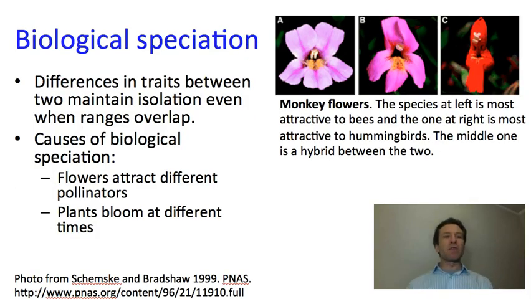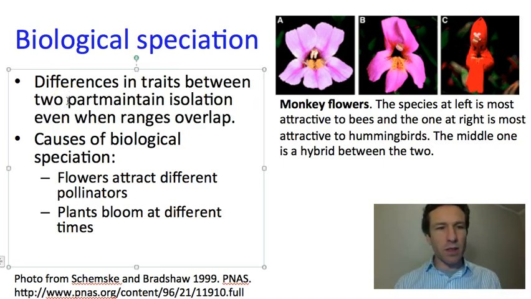We've been talking about geographical divergence. So this was all based on the fact that things were happening on different peaks. We can also have a similar process happen due to biological speciation. In this process, we're going to see that differences in traits between 2 parts of a population can maintain isolation even when the ranges overlap.